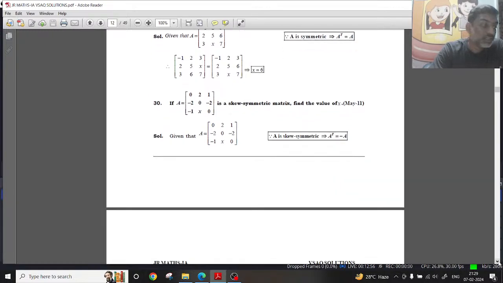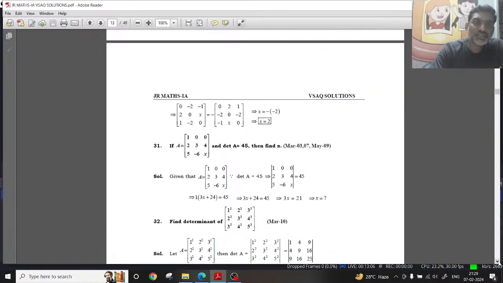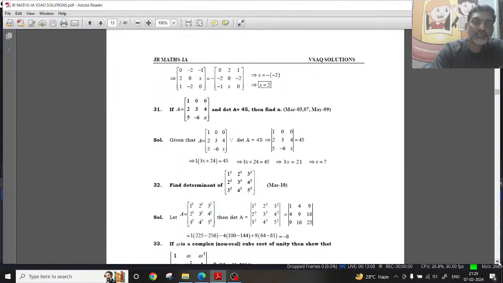Next, question number 30. What is question number 30? A is equal to [0, 2, 1; -2, 0, -2]. A is given and it says that it is skew symmetric. Same again, use the definition of skew symmetric. 31. Yeah, the determinant they are asking.